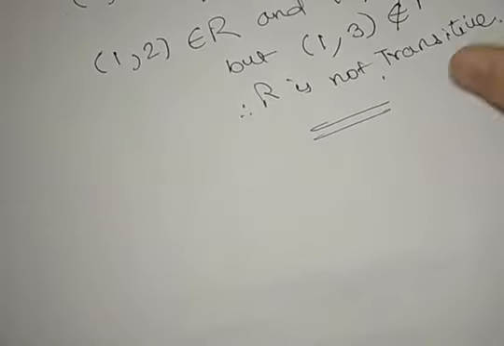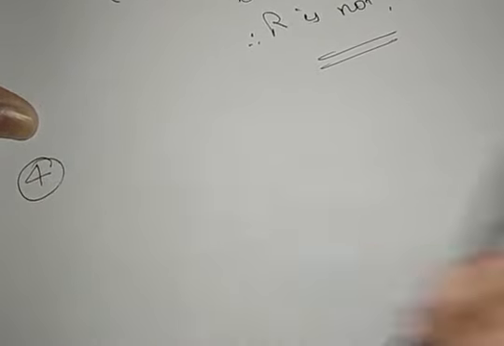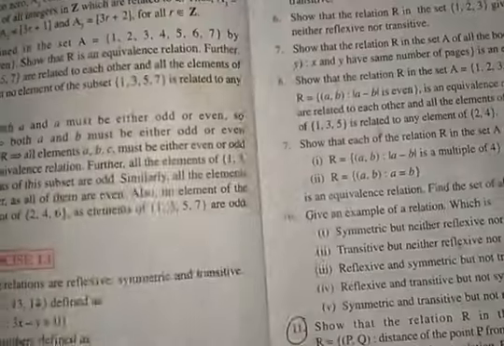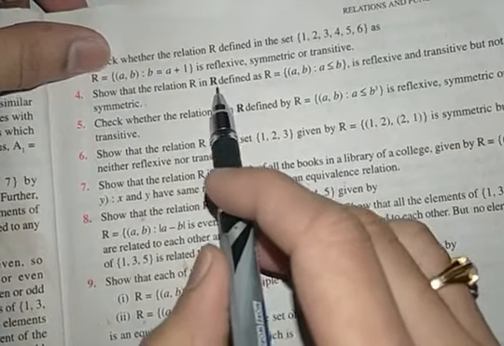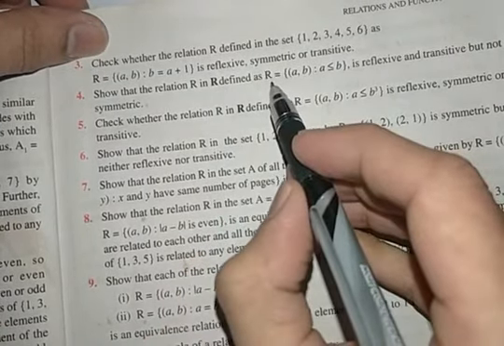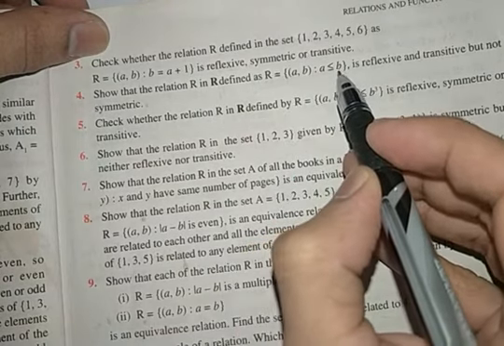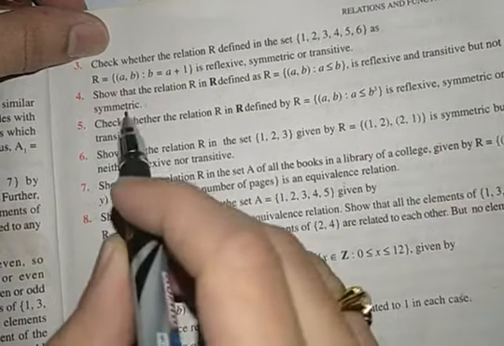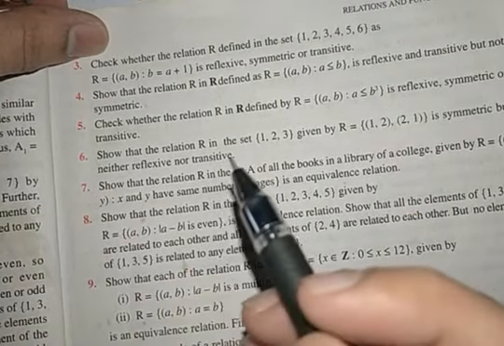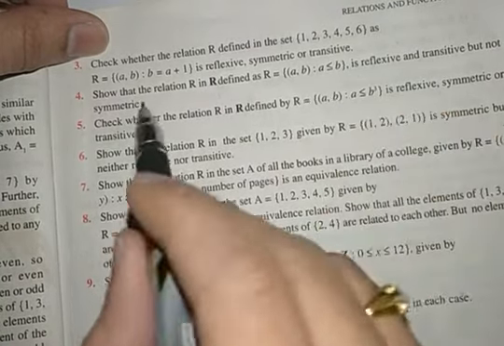So the fourth problem is, you are given the relation R in R, that is the set of all real numbers, defined as R equal to the set of all A comma B such that A is less than or equal to B. It is reflexive and transitive but not symmetric. So you have to show that this relation is reflexive and transitive but not symmetric. So let us show that.